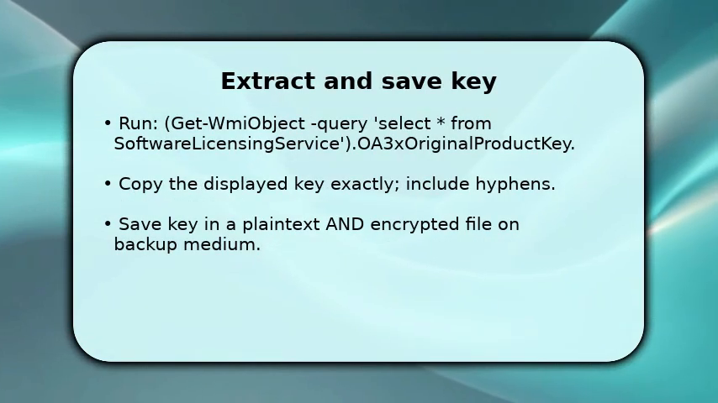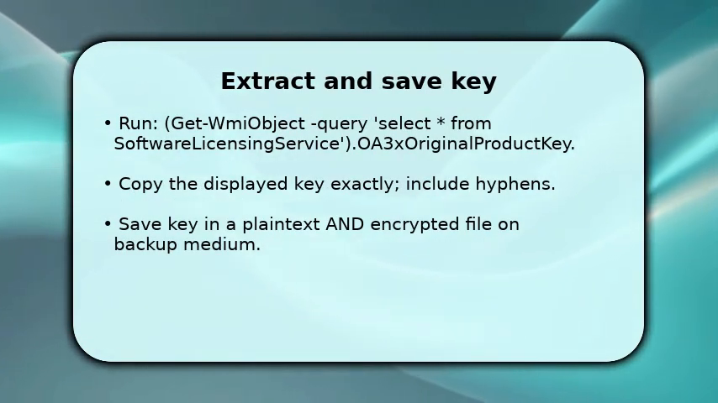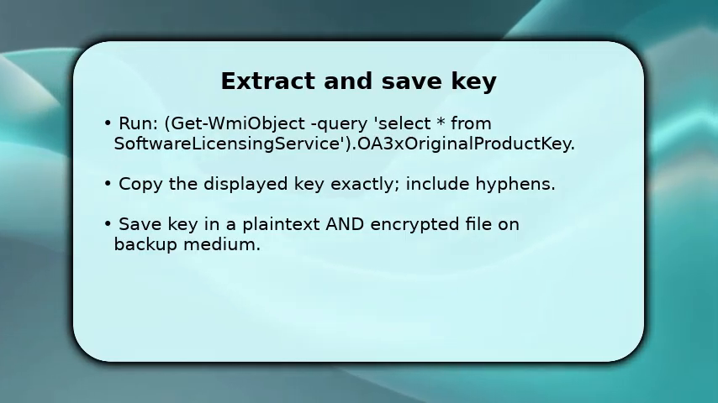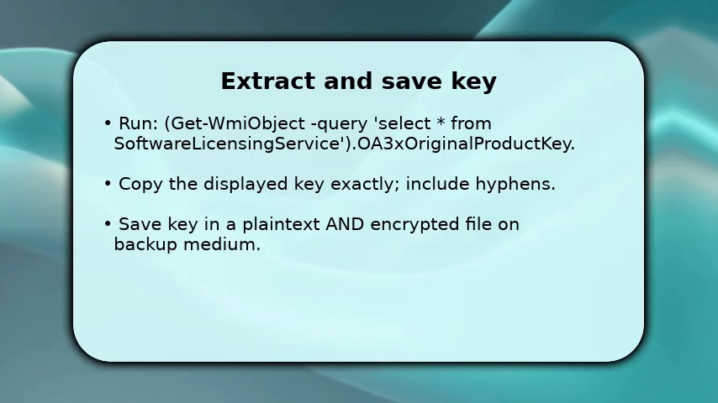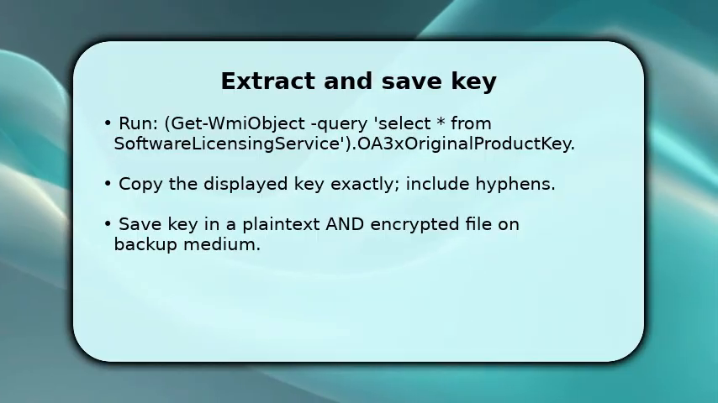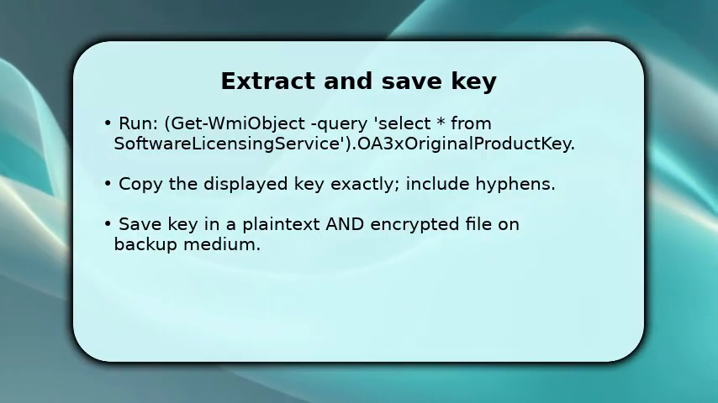Now extract the key using PowerShell. Run the given getWMI object command and read the OA3X original product key value it returns. You must copy the displayed key exactly, with hyphens intact, because small mistakes will prevent activation later.